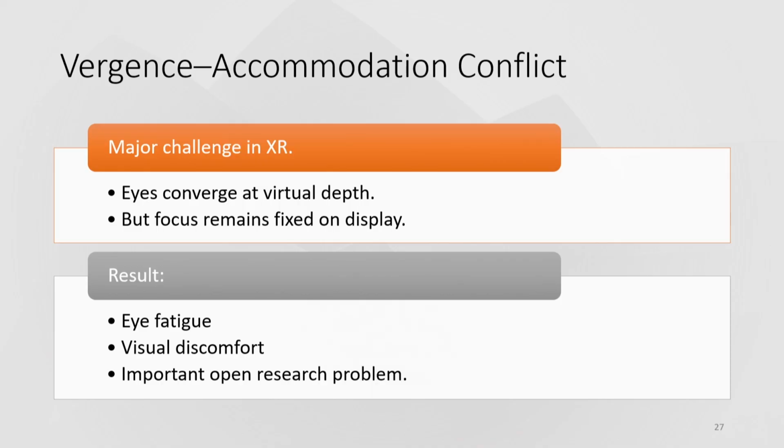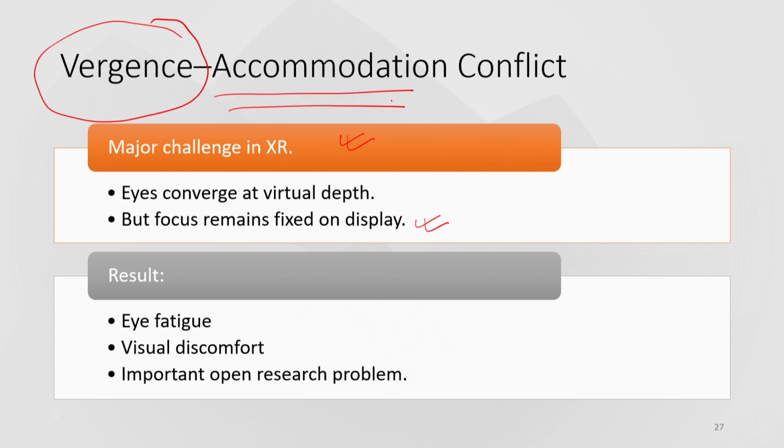Another key concept is that of the vergence accommodation conflict, which is a challenge in XR. Typically, your eyes will tend to converge at the virtual depth at which the image is formed, but your focus remains fixed on the display. As a result of this difference between where the image is converging and where your eyes are focusing, that is the display, you can experience eye fatigue and visual discomfort, and indeed this problem has not been completely solved. So, this is still an open research problem.